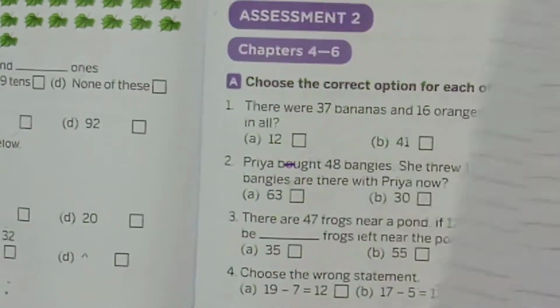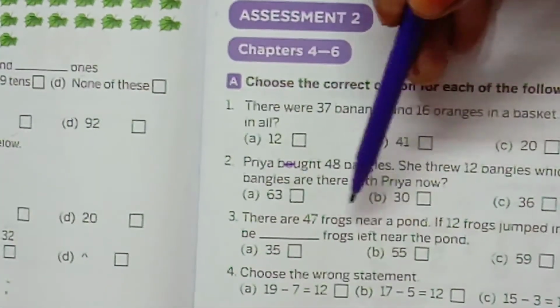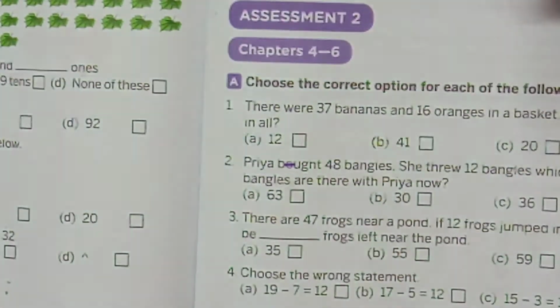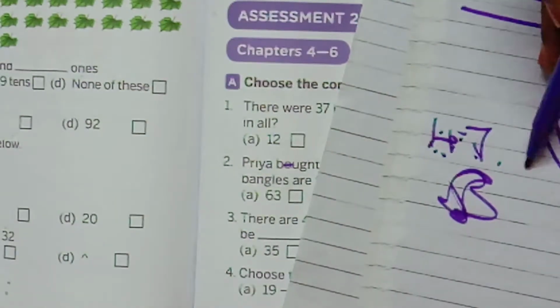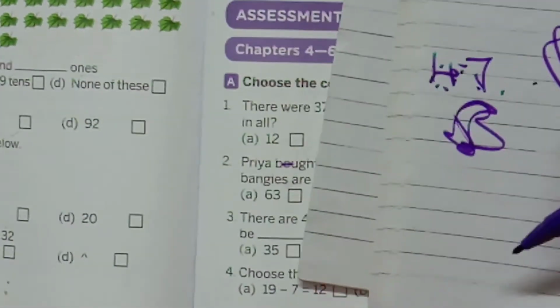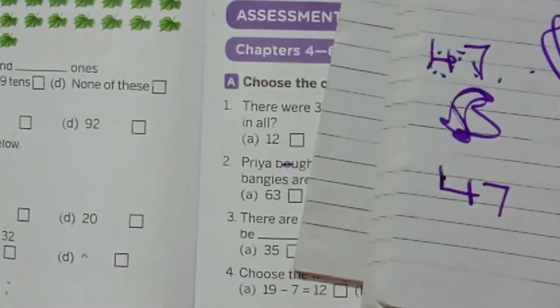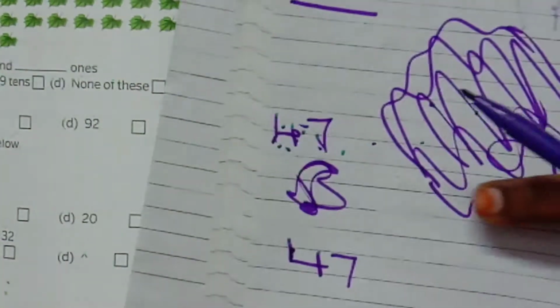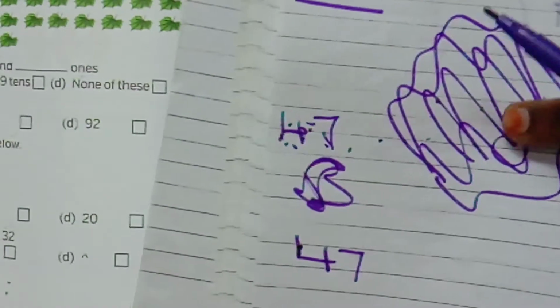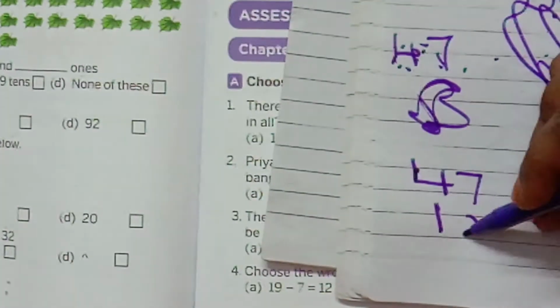47 frogs are there. But see what happened next? 12 frogs jumped in the water. So 12 frogs jumped in the water. See, 47. Total how many frogs are there? 47. But 12 frogs jumped in the water. So how many frogs are there?